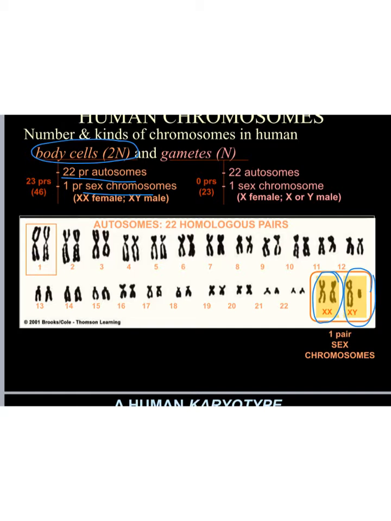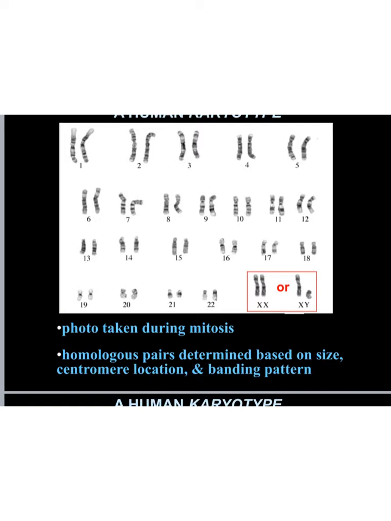Remember, in the gametes we only have haploid cells. Our gametes are haploid. So we have 22 autosomes instead of pairs, and then one sex chromosome. So if you're a female, all of your gametes have an X chromosome. If you are a male, your gametes can have an X or a Y sex chromosome.